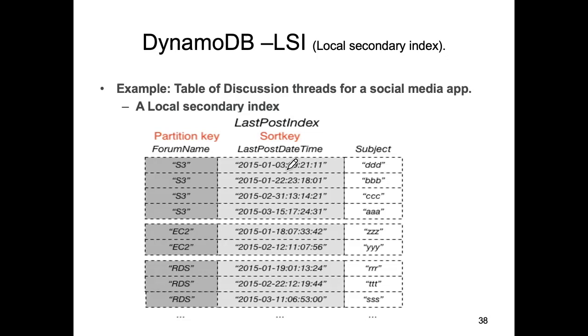Obviously, with these local secondary indices, certain constraints still apply. In other words, for example, the combination of forum name and last post date has to be unique across all of the items in a table. So this combination here is, if you like, an alternative primary key, although we don't talk about it in those terms. But the combination does have to be unique.